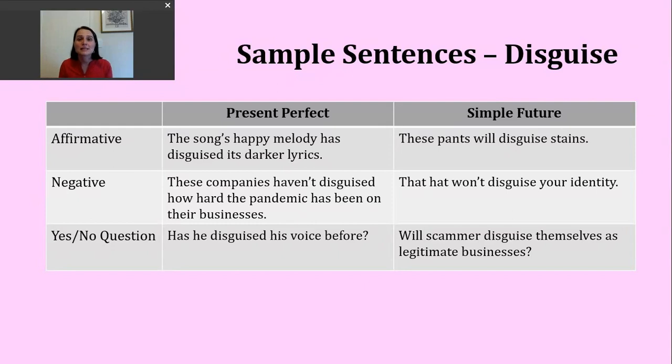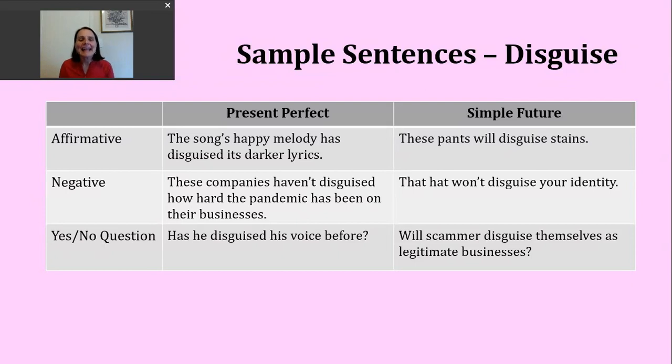To make the present perfect, we need two parts. We're going to use have or has, depending on what our subject is, and then we'll use the participle form of the verb. Let's take a look at an affirmative example. The song's happy melody has disguised its darker lyrics. So here, this is that hidden, concealed emotion or feeling. And what a person is suggesting with this sentence is this sounds like a happy song, but if you listen to the words, it's not.